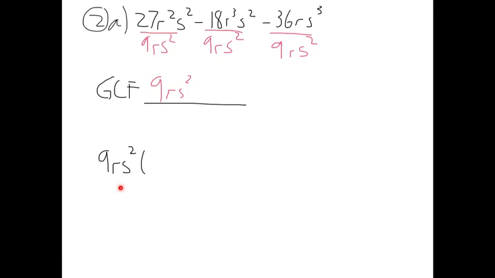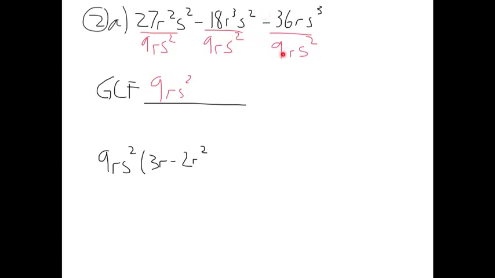Okay, so let's see what happens. 27 over 9, that's just 3. R squared over R leaves me with R. And S squared over S squared, those just cancel, so I don't have to worry about writing them. Okay, moving to the next term. Negative 18, don't forget the negative. Negative 18 over 9 is 2, so negative 2, more specifically. R cubed over R is just plain old R squared. And S squared over S squared, those just cancel again, so I don't have to worry about them.